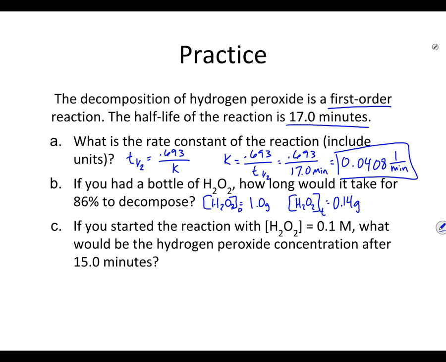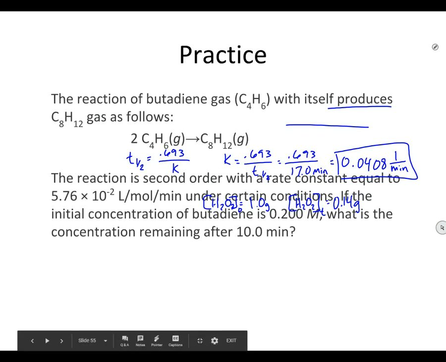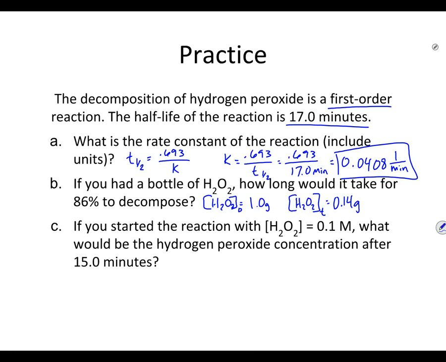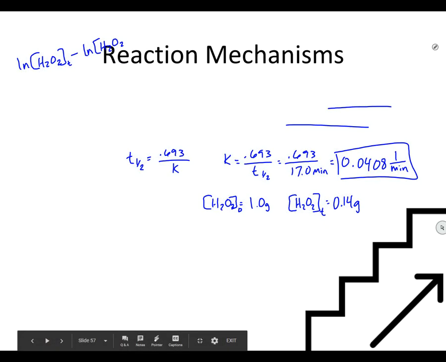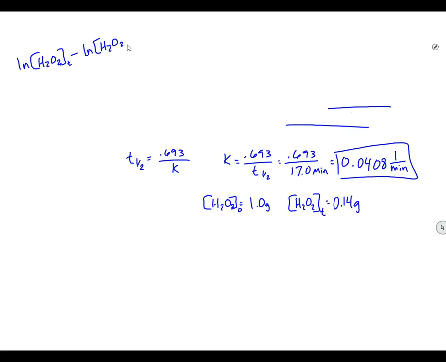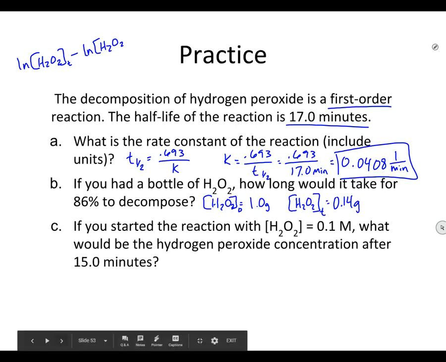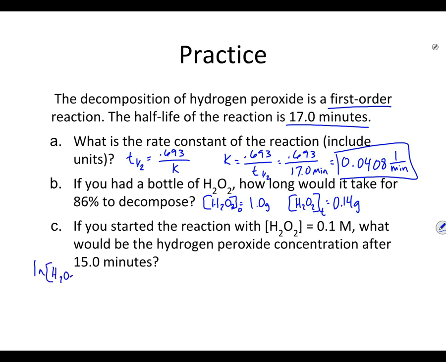We know that it is first order, and so we can use the integrated rate law. So that's ln of hydrogen peroxide at time t minus ln of hydrogen peroxide initial. So ln of H2O2 at time t minus ln of H2O2 initially equals negative kt.